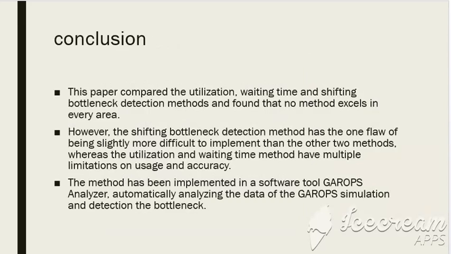And next is the conclusion. This paper compared the utilization, waiting time and shifting bottleneck detection methods, and found that no method excels in every area. However, the shifting bottleneck detection method has the only flaw of being slightly more difficult to implement than the other two methods, whereas the utilization and waiting time methods have multiple limitations on usage and accuracy. These methods have been implemented in a software tool, GAROPS, the analyzer, which automatically analyzes the data, simulation and detects the bottleneck.